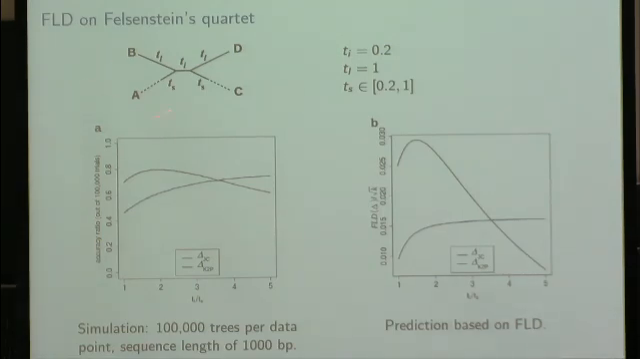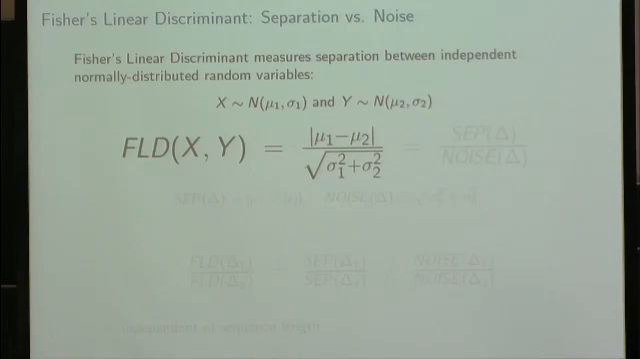So this is what you see here, and we see that at some point the performance of the additive distance function here is better than the non-additive one, the Jukes-Cantor. And we can actually predict the same behavior using our FLD method, and also this equilibrium point can be predicted fairly well with FLD.